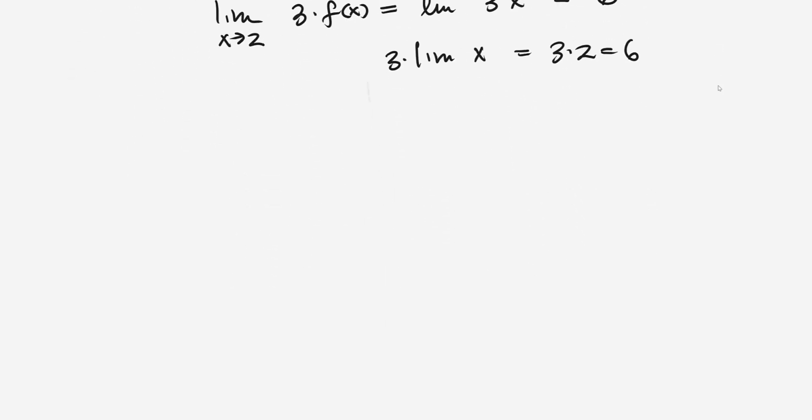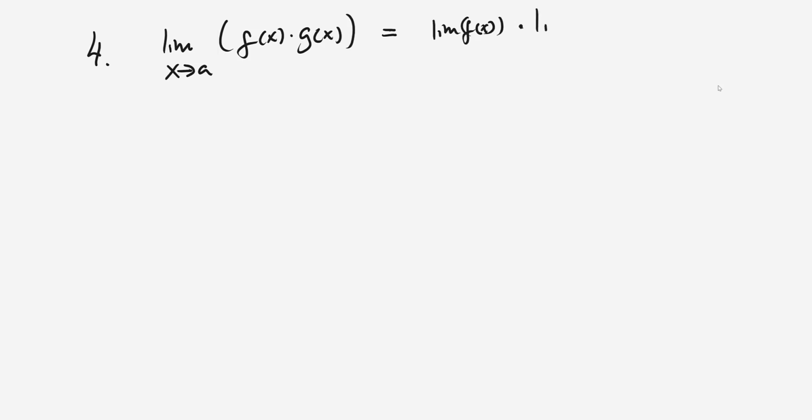What other types of products can we have? Well, we can have products of two functions. So our fourth law is looking at the limit of f of x times g of x when x goes to a. And in this case, if the limits of f and of g exist as x approaches a, it equals the limit of f of x times the limit of g of x, each one as they approach a. So it would just be equal to L1 times L2.